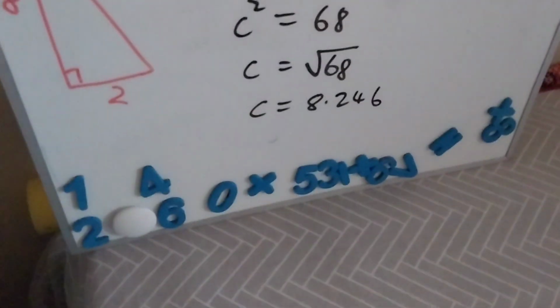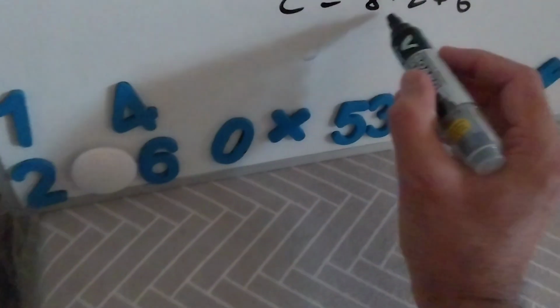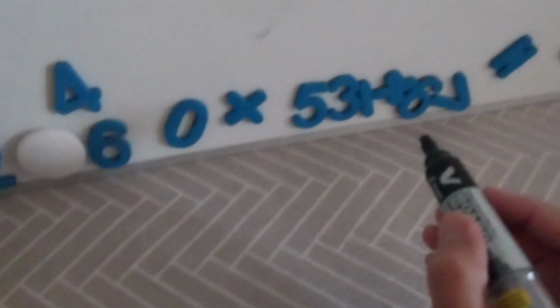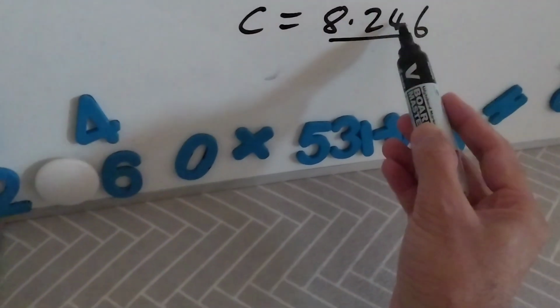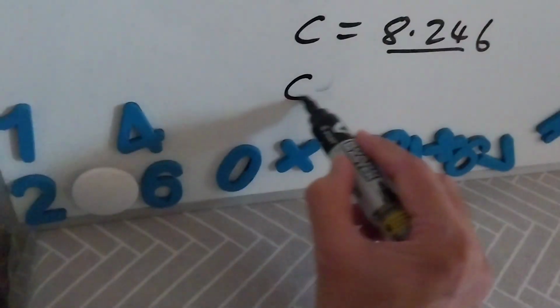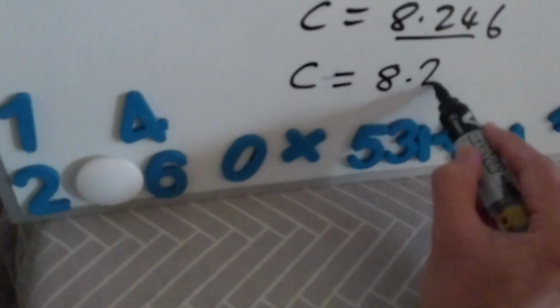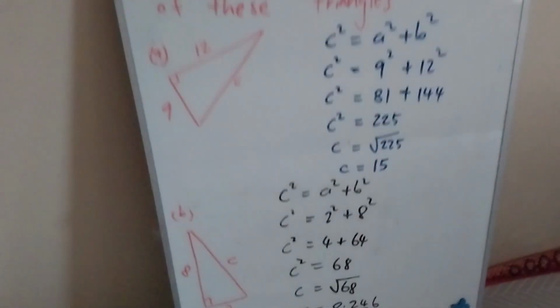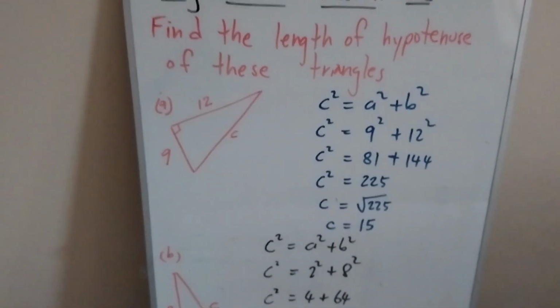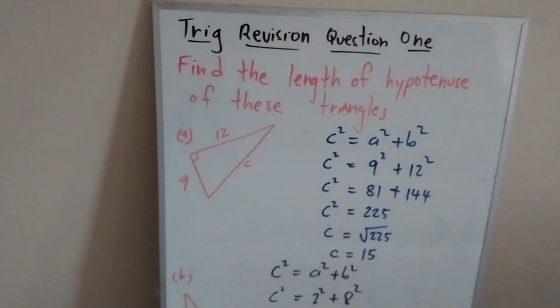Now, if the question says round off your answer to two decimal places, then you're going to round off up till there. And if the third number is 5 or more, you add one more to the previous digit. So the correct answer to two decimal places would be 8.25. So you must remember how to round off. So that's question number 1. Finding the length of the hypotenuse.